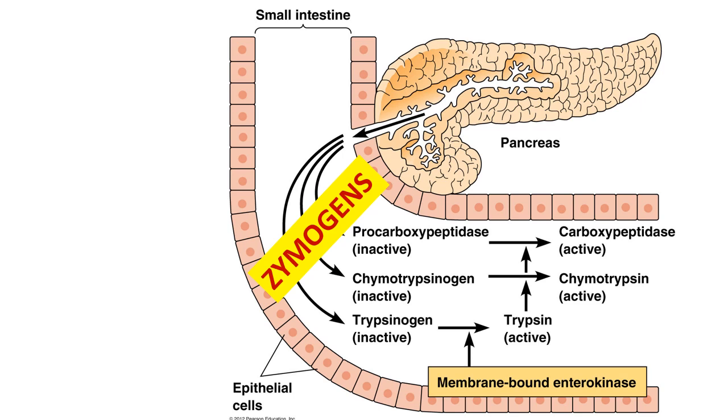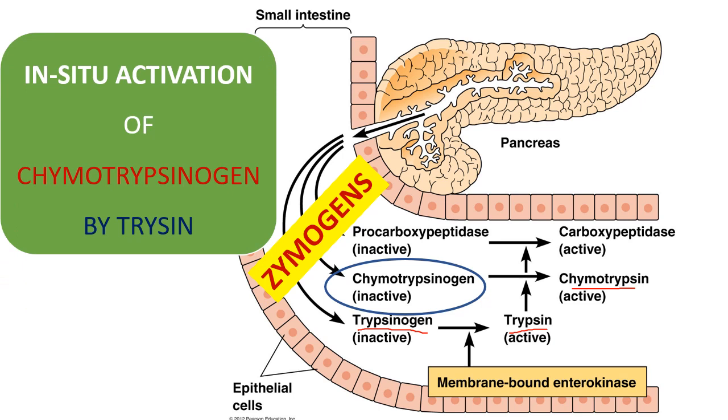When these reach the duodenum region, first the trypsinogen is converted to trypsin. This active enzyme then brings about a proteolytic cut in the chymotrypsinogen, which results in a conformational change, exposing the substrate binding pocket and converting it into an active chymotrypsin. This phenomenon is known as in situ activation.